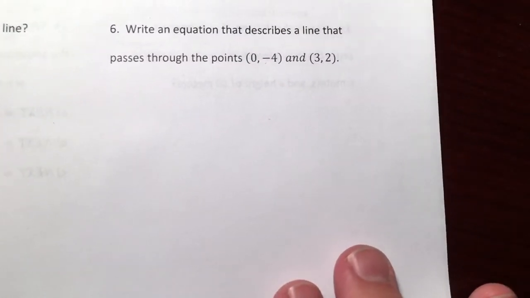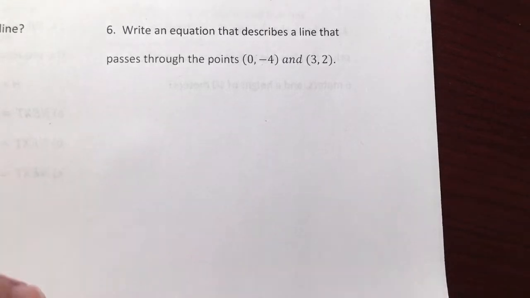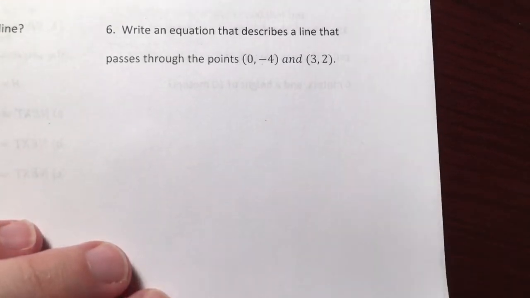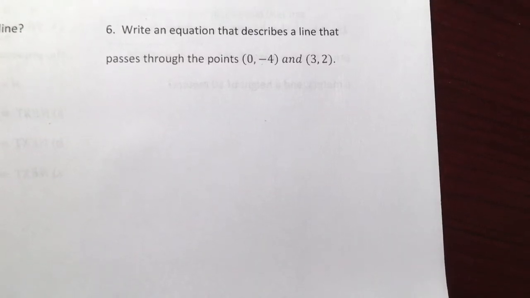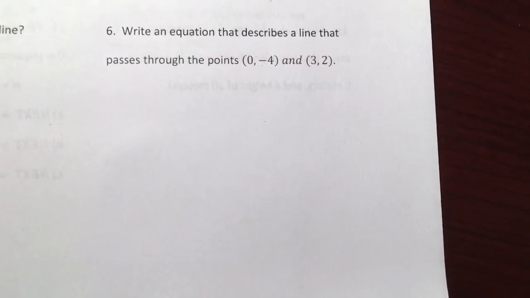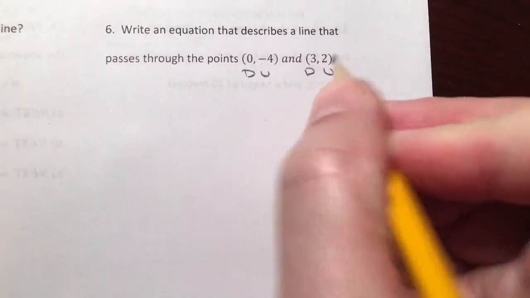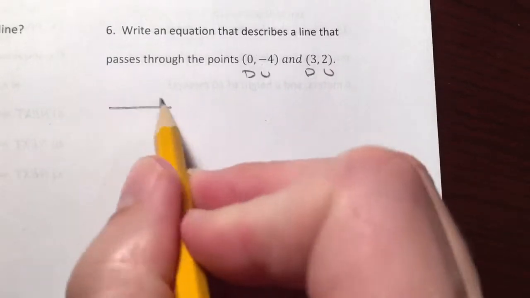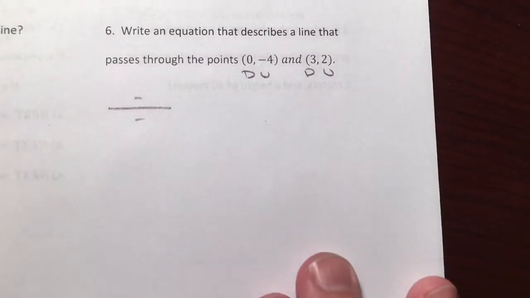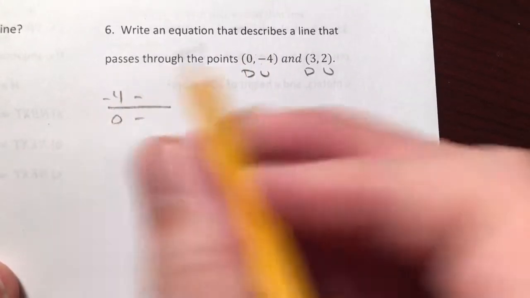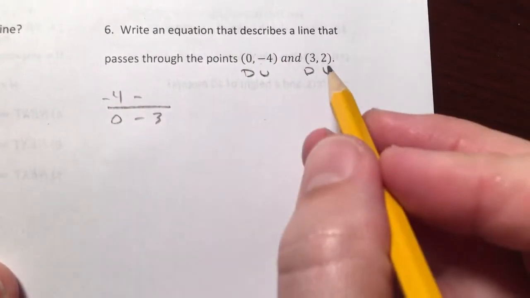Number 6. Write an equation that describes a line that passes through the points (0, -4) and (3, 2). I can't write an equation unless I find the slope first. So finding the slope, remember the doo-doo method, down, up, minus on top and a minus on bottom. 0 goes down, -4 goes up. 3 goes down, 2 goes up.